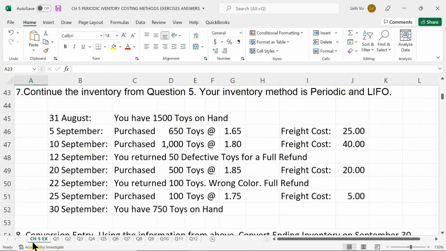Then September 20th rolls around, and we end up making a purchase of 500 toys at $1.85 with a freight of 20. So 500 units, $1.85, and 20.